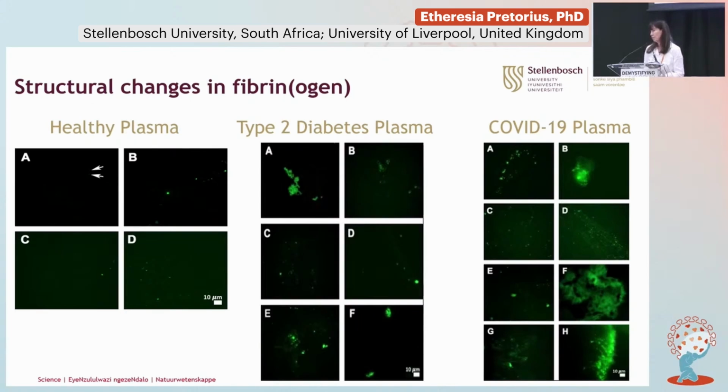People who are healthy do have small abnormal areas in their fibrinogen. We see that in every single healthy individual. However, it's the size and the nature of these clots that might differ.